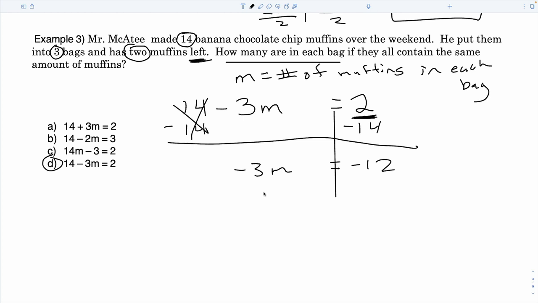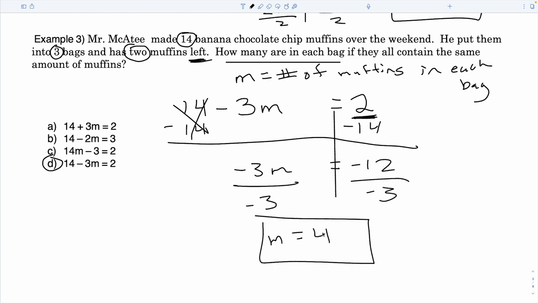Okay, what's my last step? By what number? And what number by 12? Is it just a 3? Yeah. Negative 12 divided by negative 3 is 4.